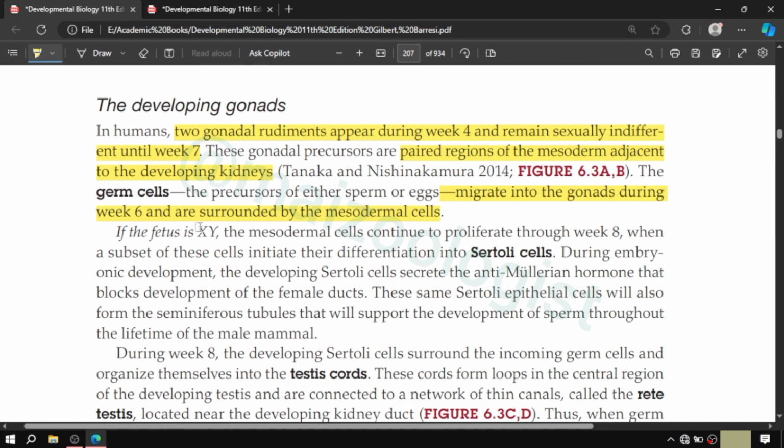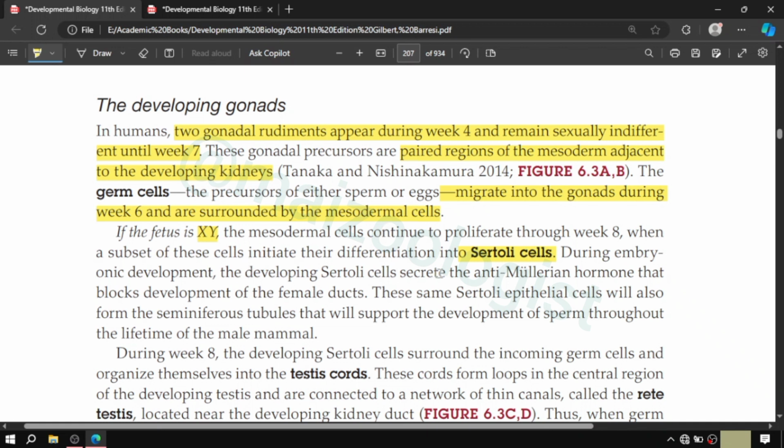If the fetus has a genotype XY, then the mesodermal cells continue to proliferate through week 8, and a subset of these cells initiate their differentiation into Sertoli cells. So if it is going to be a male, and the indifferent gonad is going to develop into the testes, then the mesodermal cells continue to divide till the end of week 8, and a small group of these mesodermal cells is going to differentiate into Sertoli cells.